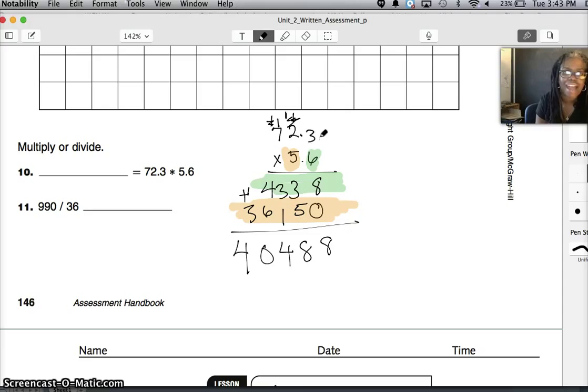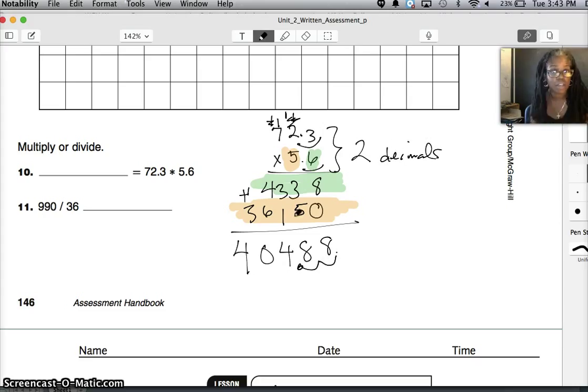What to do with it? I count the decimals. So you can see all together I've got 2 decimals. I'm going to use those 2 decimals here, so I'm going to shift it over 2 decimals. A very common thing, I saw a lot of people give me 4,048.8, which is not correct. And I need you guys to make sure that you remember you don't have to line up the decimals here, and it doesn't just come down as it does with addition and subtraction.